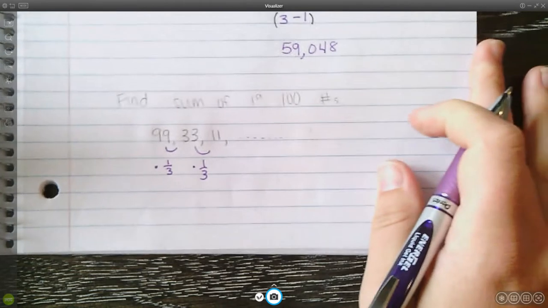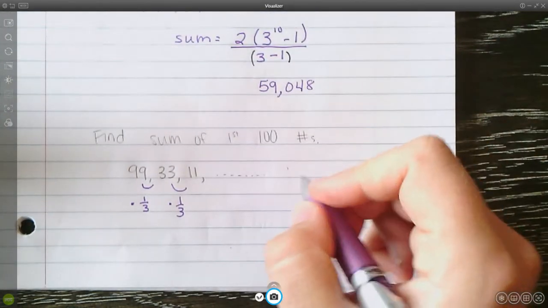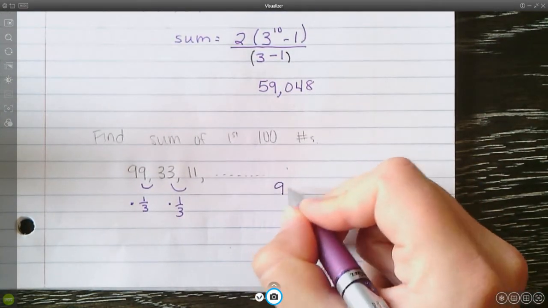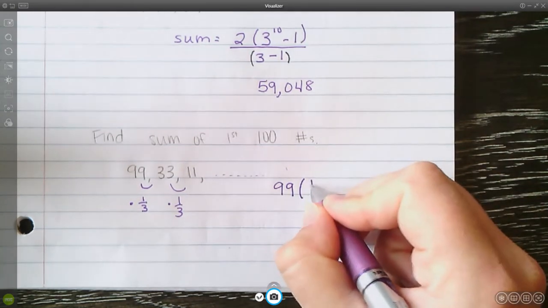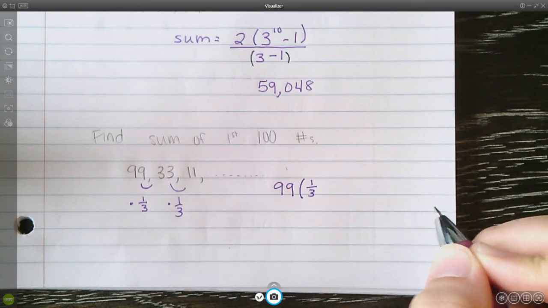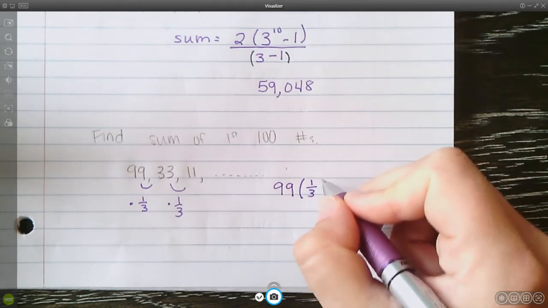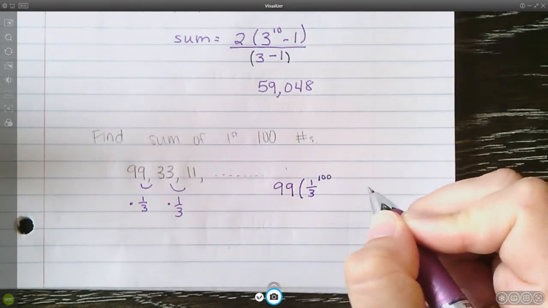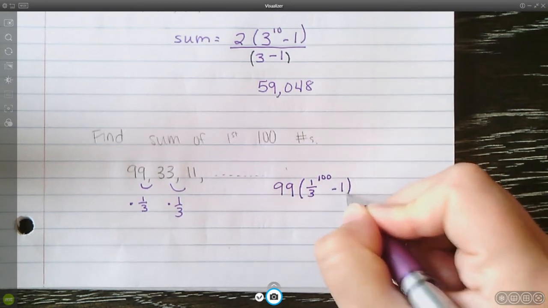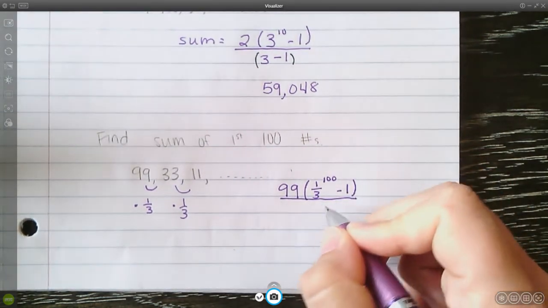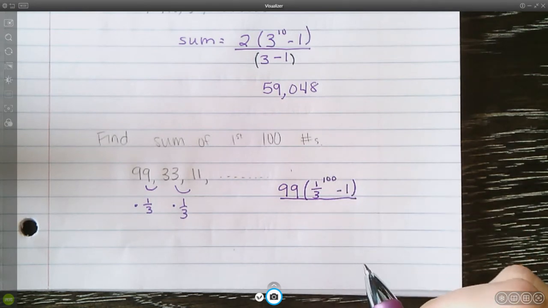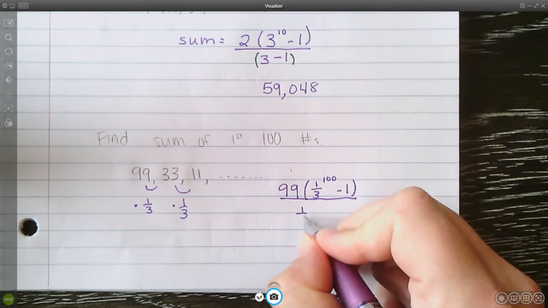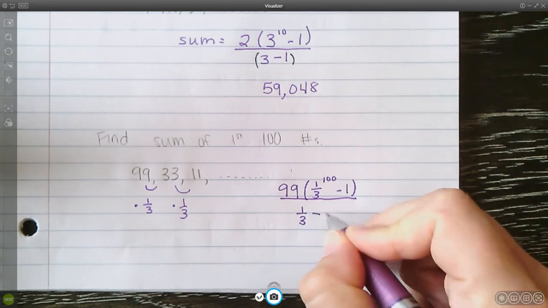Okay, and then we're going to do the same thing. So you take your first number. First number is 99. Take what you're multiplying by, which is 1/3, to the power of however many numbers, so 100 minus 1, over r, which is what you multiply by. We're multiplying by 1/3, and then minus 1.